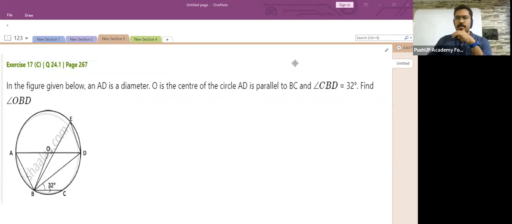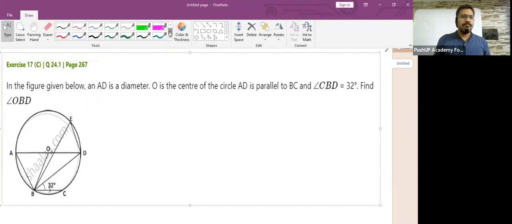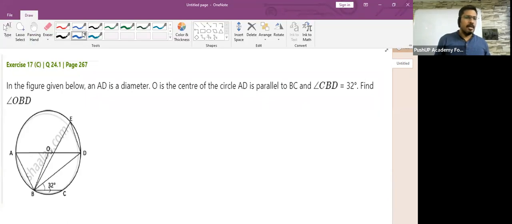Caitlin, keep the camera on. 30, 32. First answer. Perfect. Joanne, what's the answer? Jeevan, what is the answer? No? All right. Now you do it. Discussion time over. Now I'll help you.